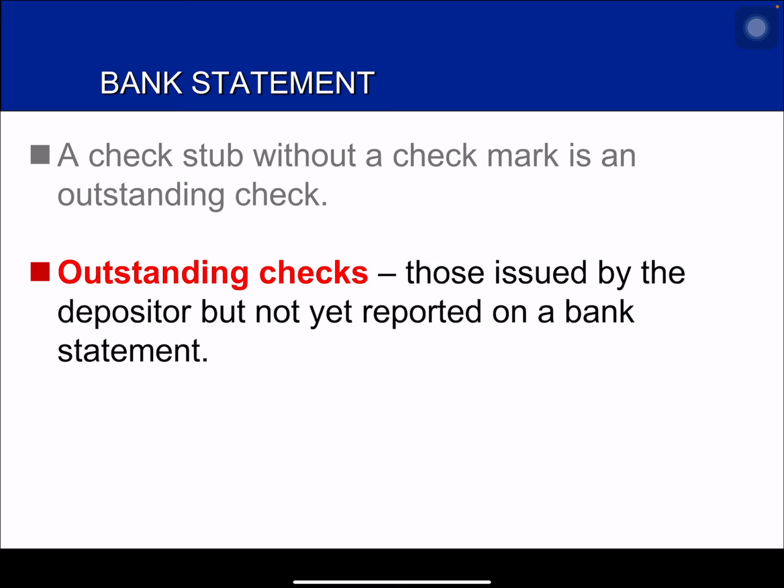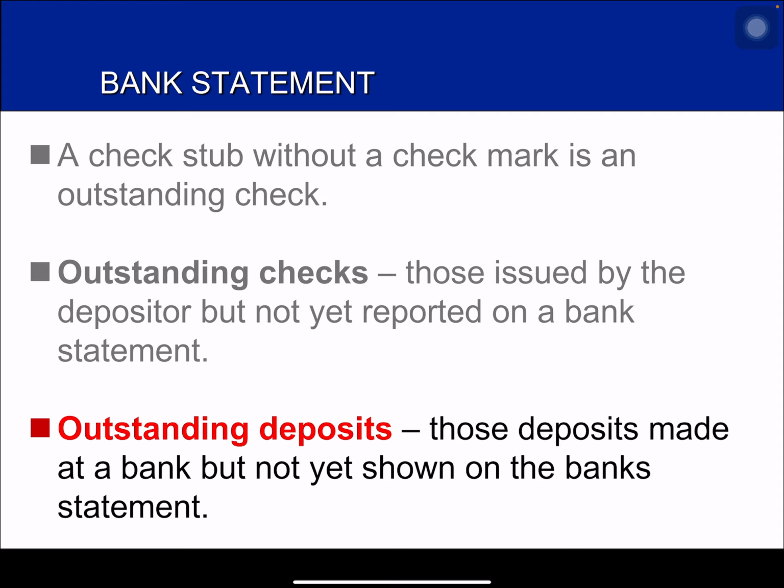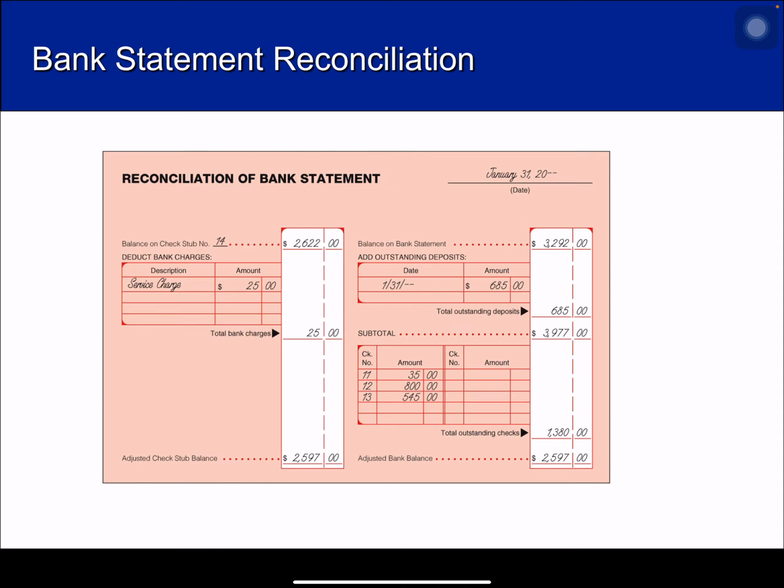Outstanding checks are those issued by a depositor but not yet recorded by the bank and shown on the bank statement. Outstanding deposits, again, are those deposits made at a bank but they're not shown on your bank statement yet. A bank reconciliation form looks like this. You basically have two sides. One side over here deals with your bank statement. This side over here deals with your checkbook. And when you're all done, your checkbook balance, after you've adjusted it, should equal your adjusted bank balance.